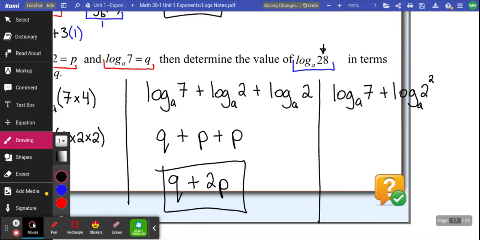You would do this instead of 2 times 2, you did 2 to the power 2. This becomes the coefficient.